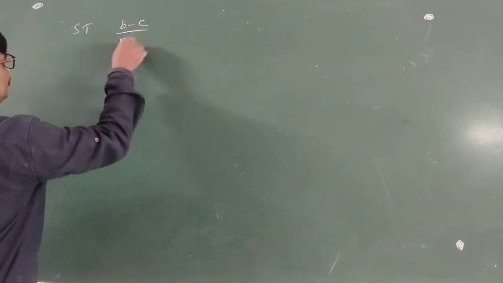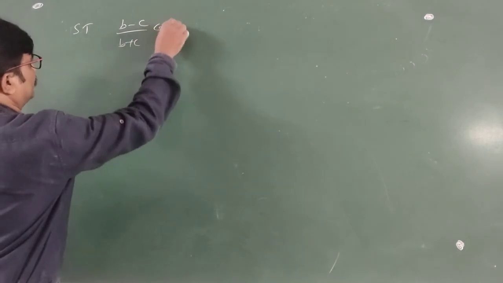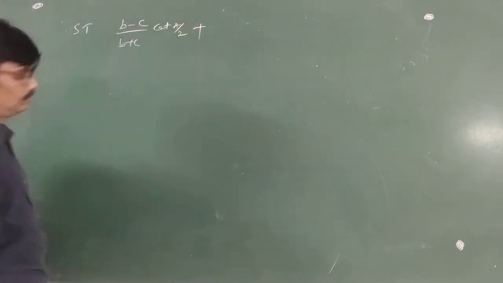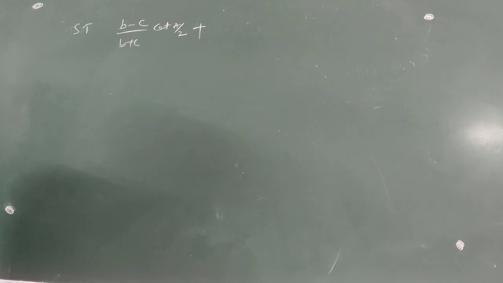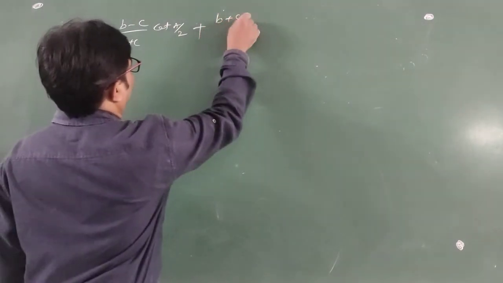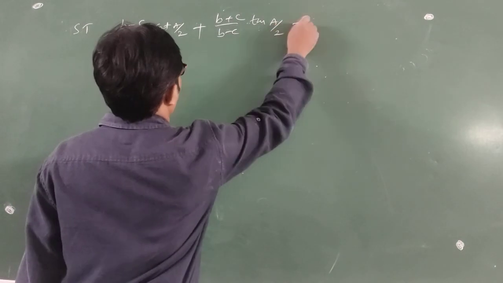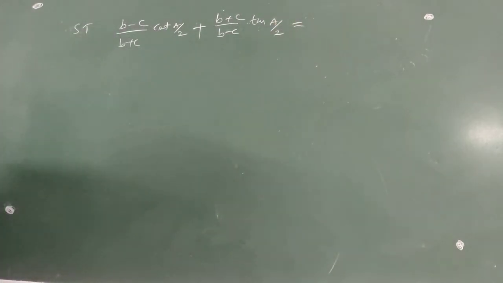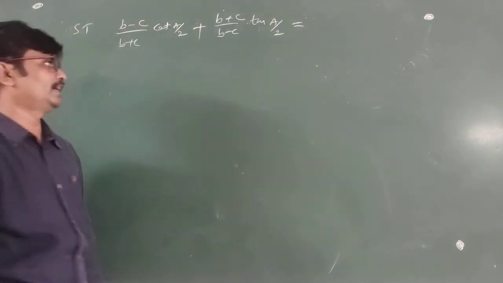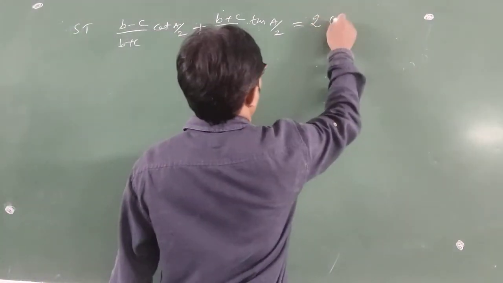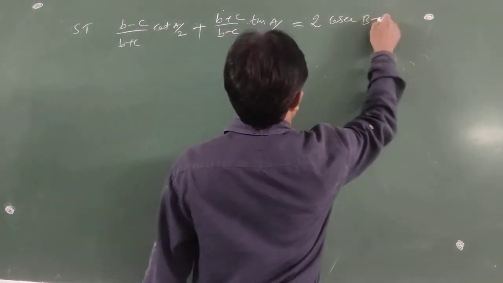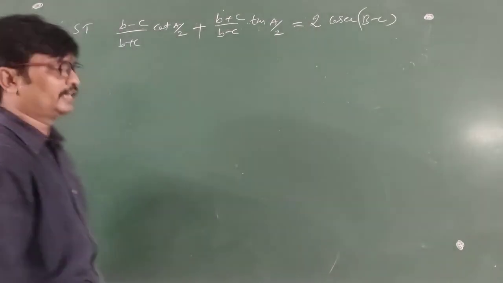Now students, prove that (B minus C) by (B plus C) into cot of A by 2 is equal to... B plus C, B minus C, tan of A by 2 is 2 into cosecant of B minus C. It is 2 into cosecant of B minus C.